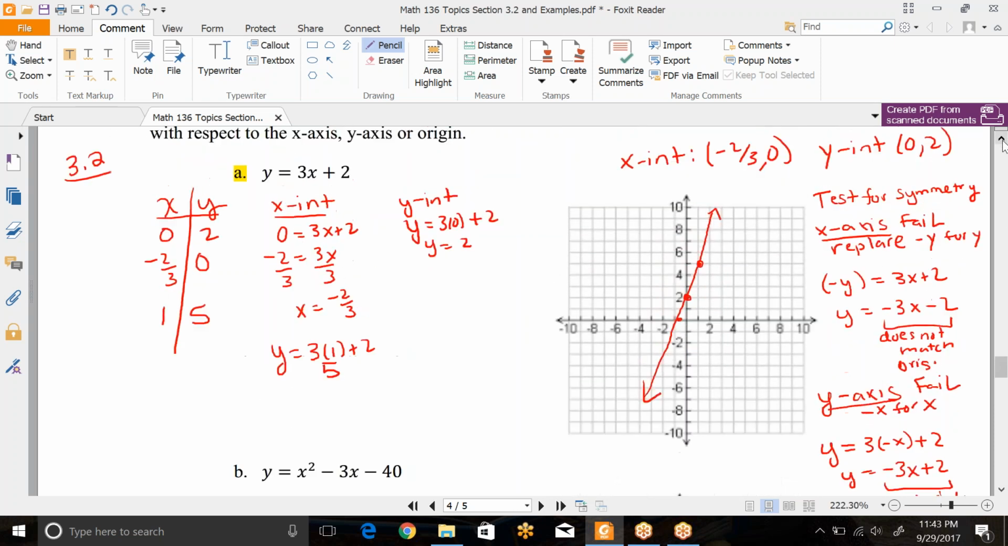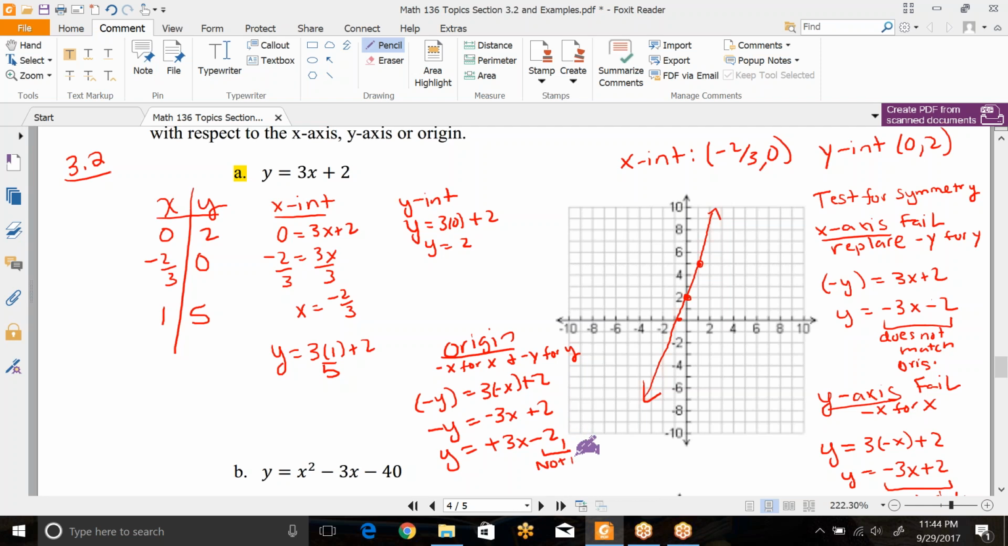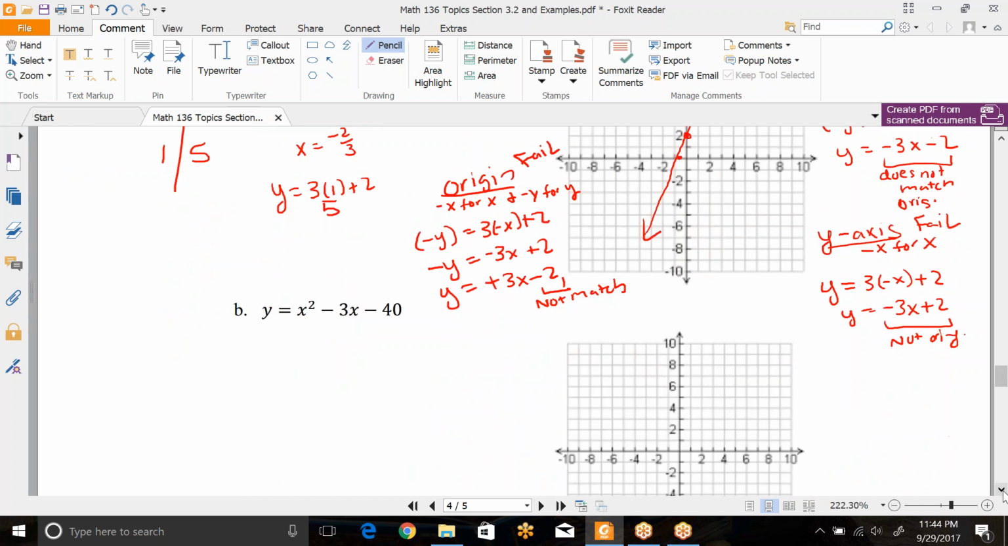The final test is the test for origin. For origin, you replace negative x for x and negative y for y. So that would be negative y equals 3 times negative x plus 2. That's negative y equals negative 3x plus 2. We divide everything by negative 1 to make the y go back to being positive like it originally was. And notice this guy right here is still not matching. So that is also a fail. So this is how you prove it algebraically. You plug in those sign changes for the variables, and then you prove that it doesn't match the original equation.